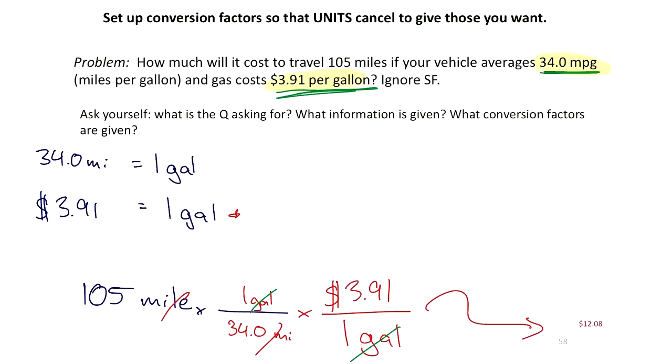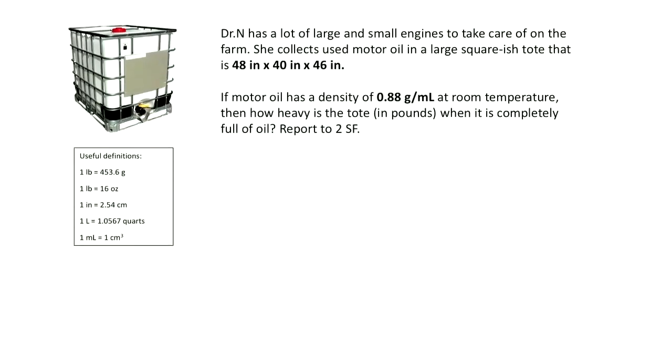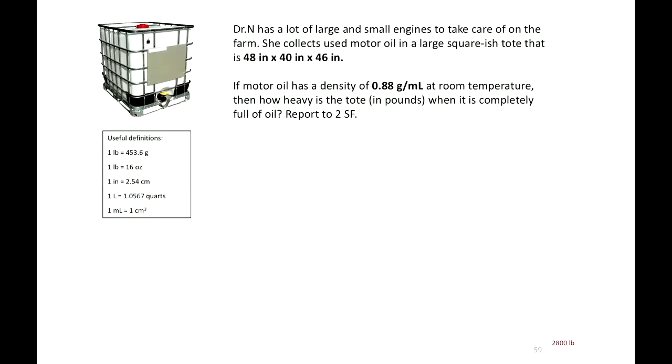All right, so there's an example where we did 2 conversion factors next to each other. It gets harder than this, all right? But don't be scared. You keep changing the unit, converting the unit until you get the thing you want. All right, so let's do another one. I have a lot of large and small engines to take care of on the farm. Yesterday, I just bought myself a John Deere Gator.